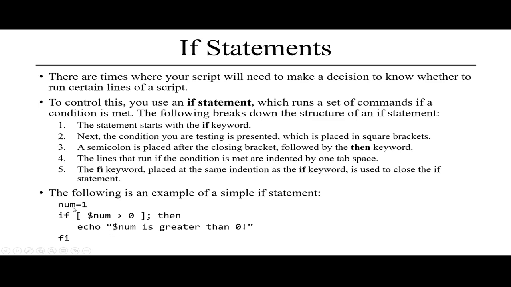Let's say we have a variable. We're declaring a variable and making it equal to 1, so num equals 1. Then if, in brackets, we're putting a condition. Let's say if num is greater than 0. So if this is true, then echo $num, we're calling the variable, is greater than 0. And then we end our if statement with fi. So obviously, setting the num variable as 1, it's going to print this message out because it's true. 1 is greater than 0. Now, if we change the number to be a negative number, this message would not print out.